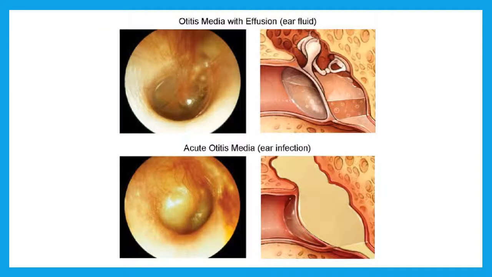In the top diagram here, it shows the middle ear space filled with mucus or liquid, otitis media with effusion. In the bottom picture, depicting acute otitis media, the middle ear space contains pus due to an infection. In acute otitis media, the tympanic membrane often bulges outwards due to pressure buildup, as you can see here, and you'd be able to see this down the otoscope.